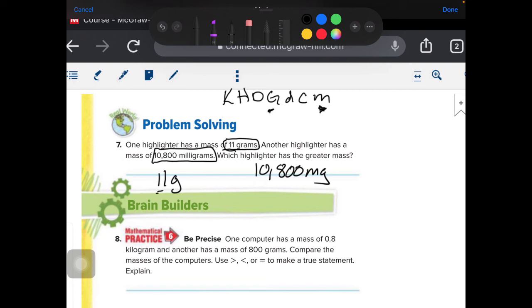So on this 11 grams, I'm going to go right 1, 2, 3. Right there's my decimal. I'm going to go 1, 2, 3. Add some placeholder zeros there, and then I could see 11,000 is more than 10,800. So my little greater than sign is going to go that way. So I'm going to say the 11 gram highlighter is the greatest.